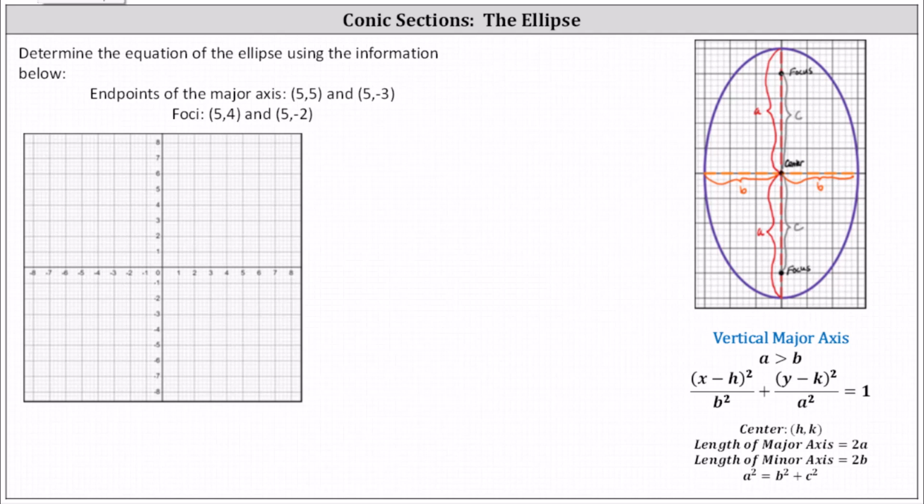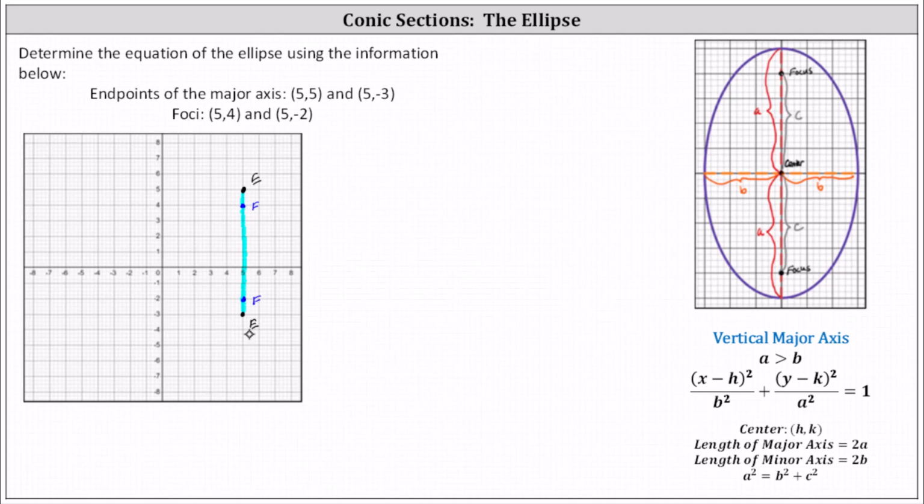The endpoints of the major axis are (5, 5) and (5, -3). This indicates that we have a vertical major axis, and the foci are (5, 4) and (5, -2).